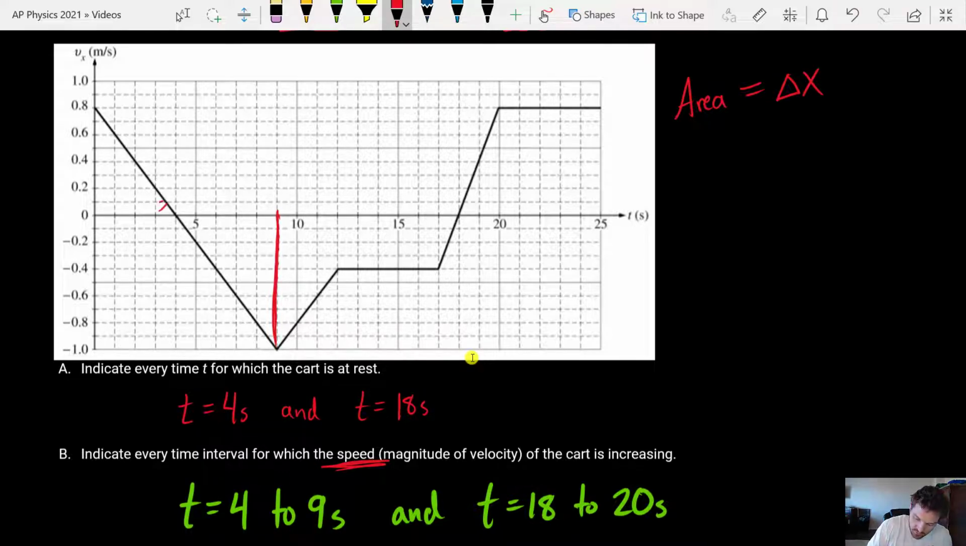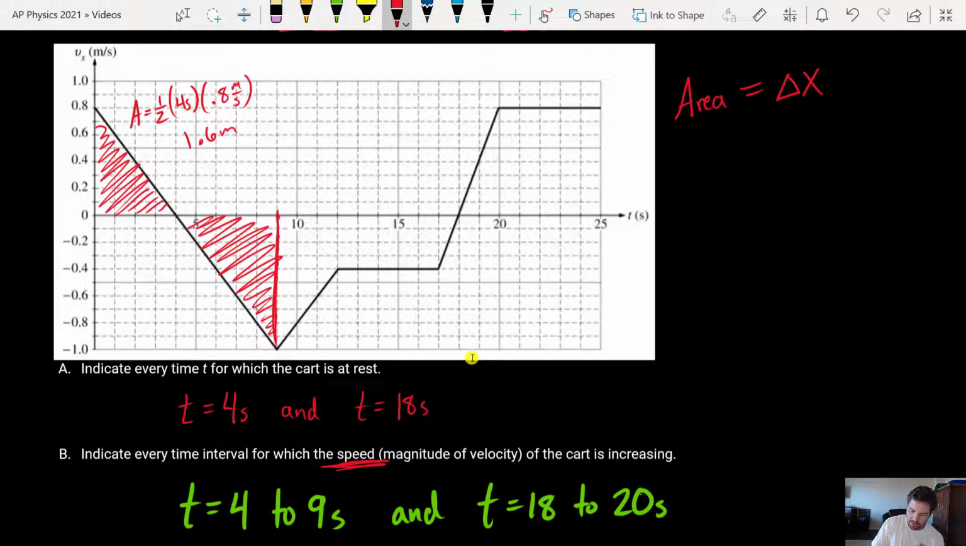So first thing I would do is I would just shade in all the pieces that I need to find the area, and then I need to actually find the area of these. So this is a triangle, and its base is 4 seconds, and its height is 0.8 meters per second. And so that area right there is 1.6 meters.